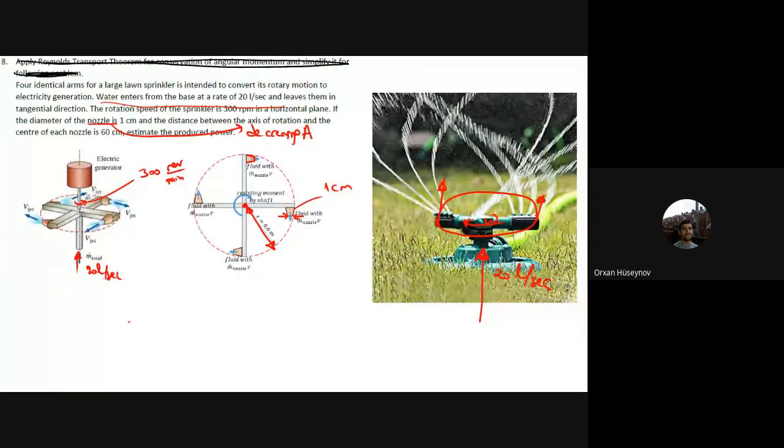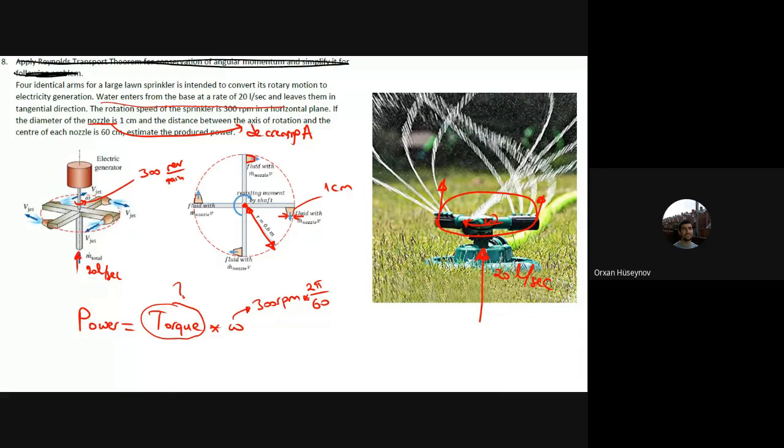To find the power, if you remember the formula for power, it is torque multiplied with omega, which is the rotational speed. For this question, omega is given, which is 300 RPM. If you convert it into radians per second, one revolution is 2 pi, and 1 minute is 60 seconds. This will be radians per second. And we don't know the value of the torque.